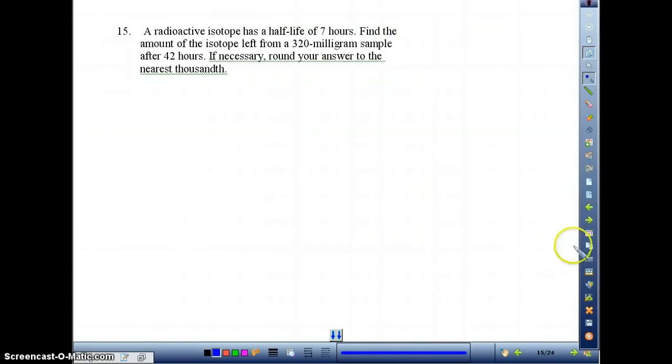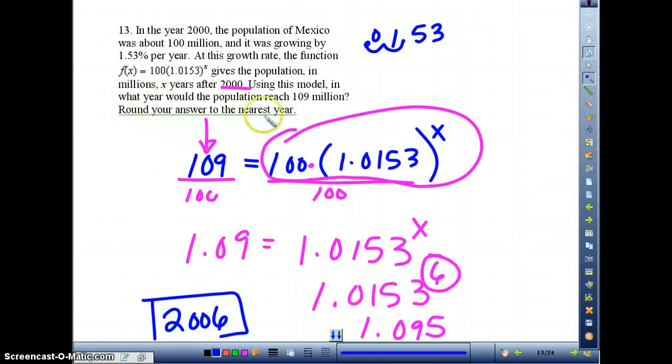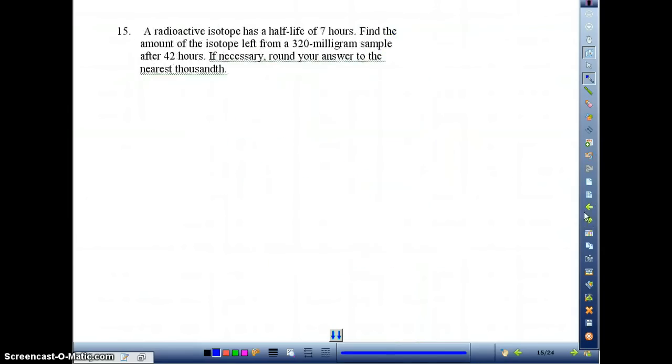Moving on. Number 15, a radioactive isotope has a half-life of 7 hours. Find the amount of isotope left from a 320 milligram sample after 42 hours. If necessary, round your answer to the nearest 1,000. Did I forget to round back here? Round your answer to the, yeah, I rounded. Okay. All right, we've got radioactive decay. That is a half-life. What was that formula for half-life?